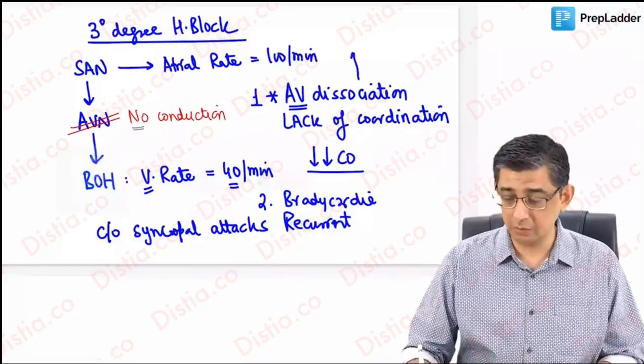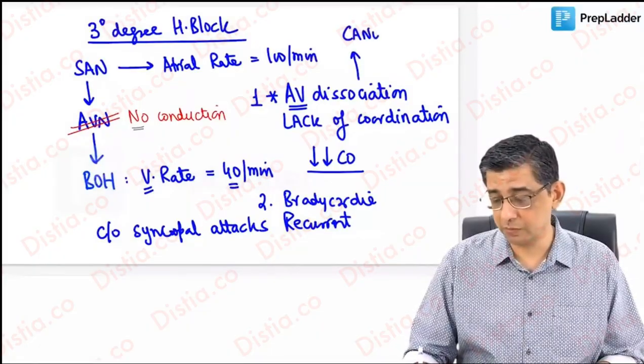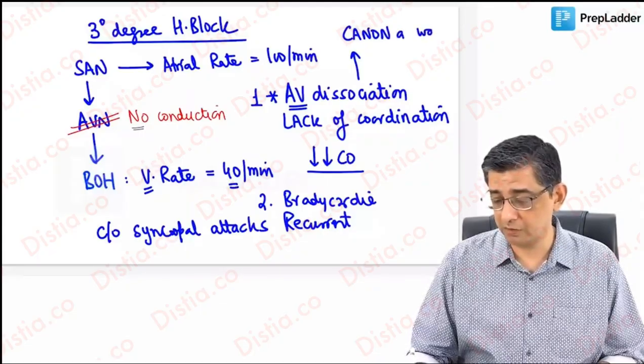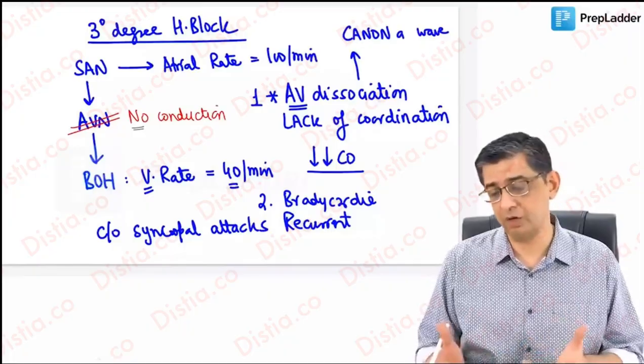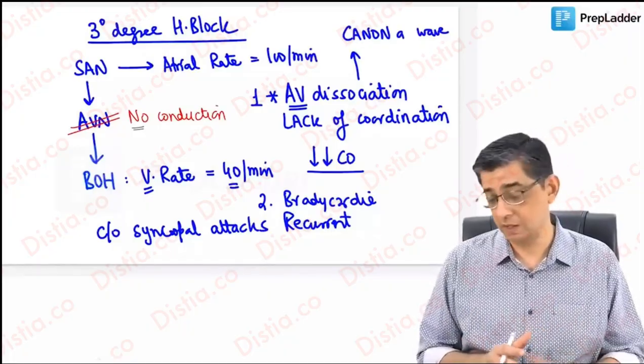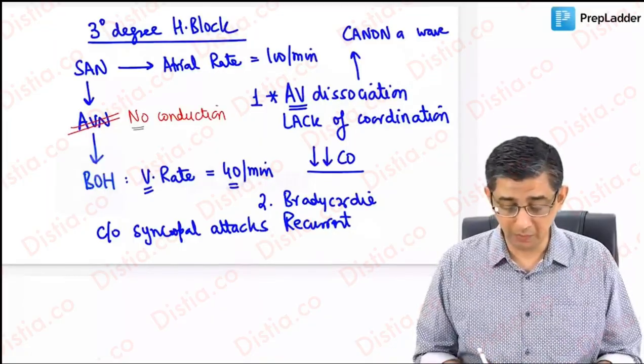This is also going to contribute to development of a super large A wave. That super large A wave would be called a Cannon A wave. Cannon A wave is different from a large A wave. I can call Cannon a super large A wave as well. Now we will focus on the ECG component of this person.